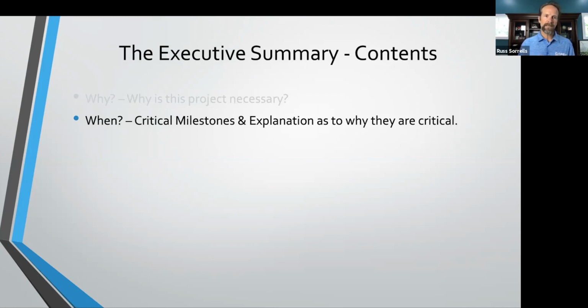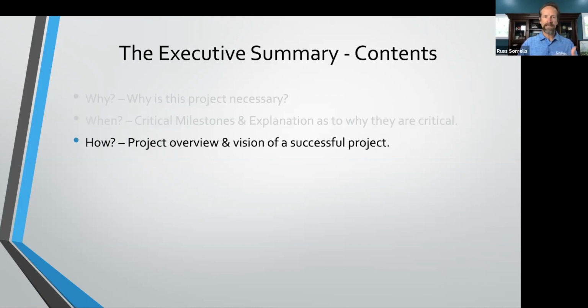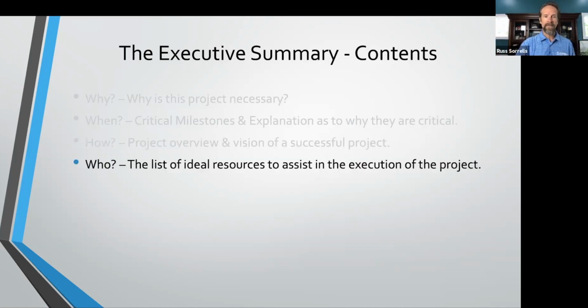When, so this is the next aspect, the critical milestones and an explanation as to why these milestones are important for the business. Again, we want to keep everyone up to speed and reminding them of why we're doing this and when it needs to be implemented. How? So we want to do a project overview and vision of a successful project. We talked about that as we were setting the tone for capital project mastery. It's really important to create a vision for the people that you are going to be executing this project for. Internal, below and above and around. Everyone needs to have that vision as well.